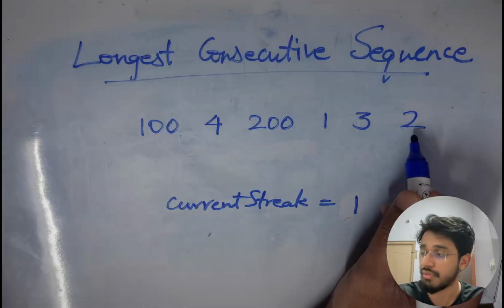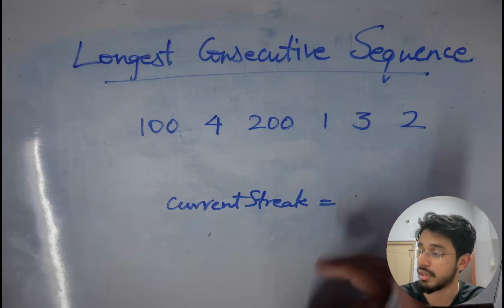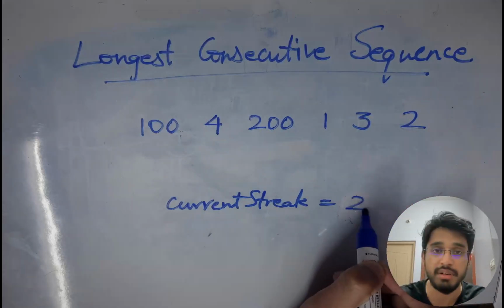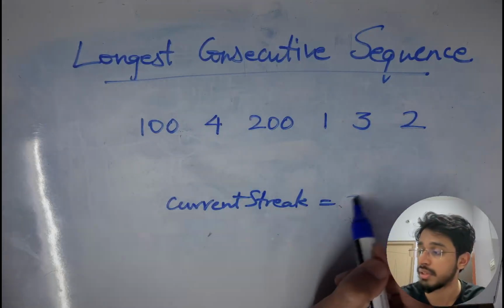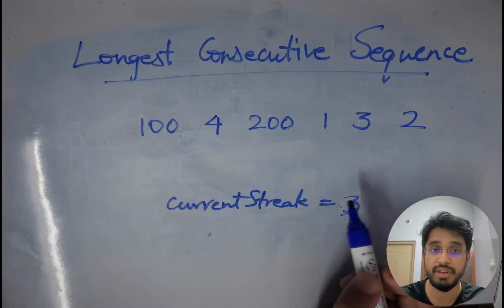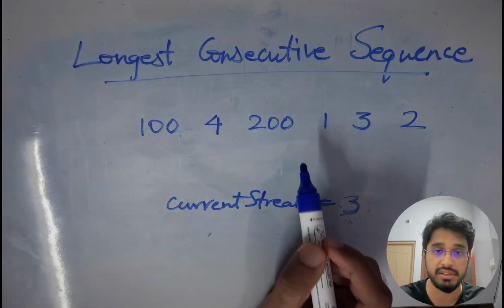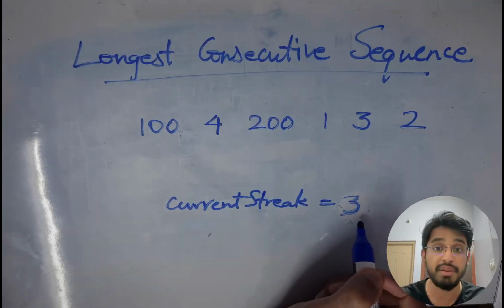Again 2, after 2, 3 exists, so we increment the streak. This time the streak becomes 2. Then after 3, 4 also exists, so we increment the streak to be 3. Okay, and then we need to check after 4, 5 doesn't exist, right? So the maximum streak was 3, but previously it was 4, right?